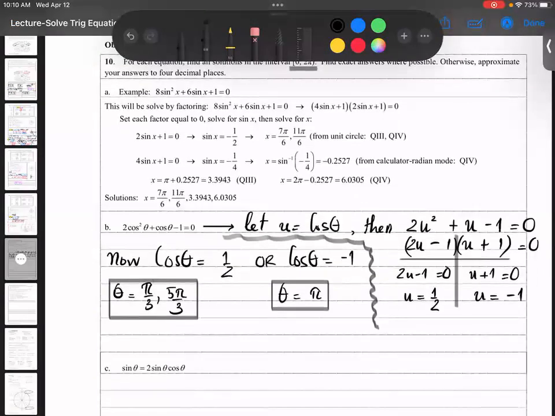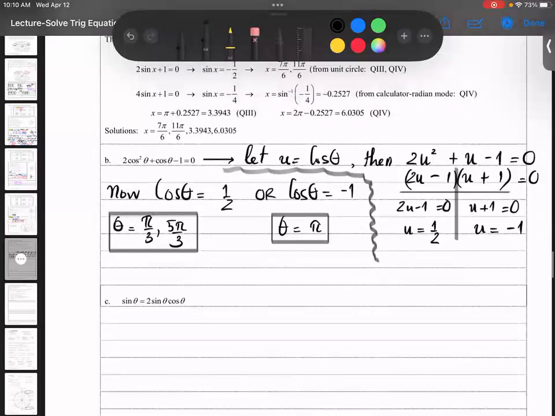If you have something like this on the final, can you do it? Okay. If you see something like this, make it into algebra. And at the end, you put it back. That's your trick. Part C.